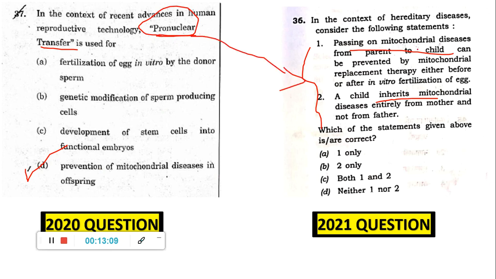Passing on mitochondrial diseases from parent to child can be prevented by mitochondrial replacement therapy. That they are telling here itself, either before or after in vitro fertilization. If you see here, about in vitro, sperm producing, stem cells, everything they asked as an option. You should go and study each of these things. And a child inherits mitochondrial diseases entirely from the mother and not from the father. So this second is true. And this first is also true actually, but the answer key has not yet come.